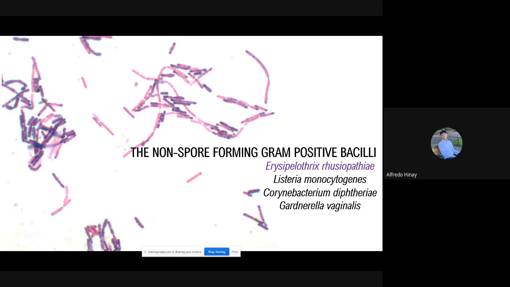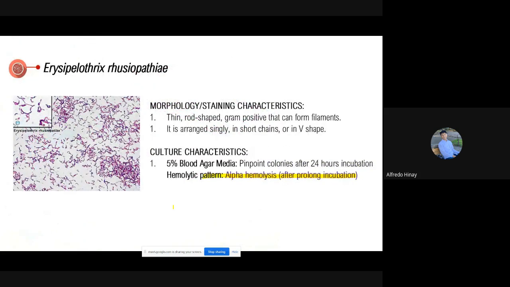Erysipelothrix rhusiopathiae. With your Erysipelothrix rhusiopathiae, class, in a general characteristic in your morphology and staining, they are also known as your Chinese character bacillus. Why? Because in arrangement, they either produce singly, short chains, or V-shapes. V-shapes, kaya nagkakaroon tayo ng Chinese character formation. Okay? In culture characteristic naman, class, take note with this one, they are alpha hemolytic. And we can only identify and observe the alpha hemolysis if kung may prolonged tayo na incubation.